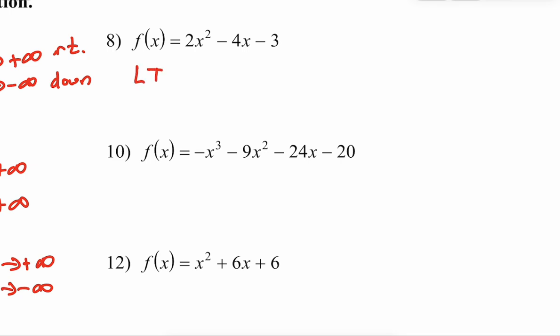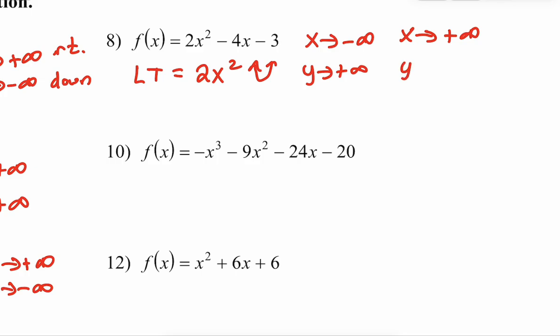Our lead term for number 8 is 2x squared. That looks like a parabola pointing up. It is a parabola pointing up. As x goes to the left, that's to negative infinity, the y is going up. That's positive infinity. As the x goes to the right, the y is still going up to positive infinity.